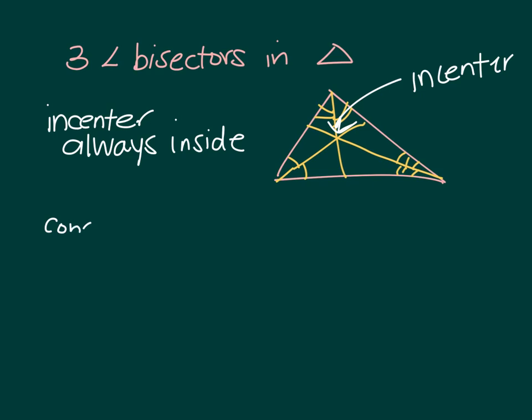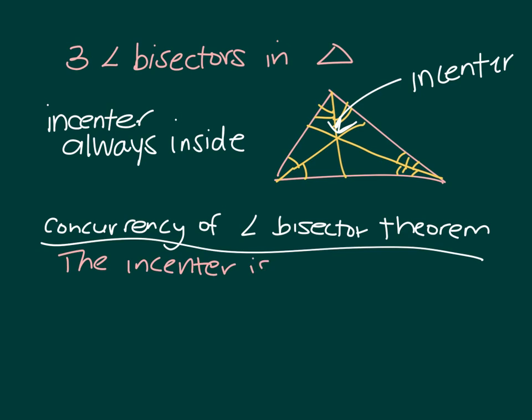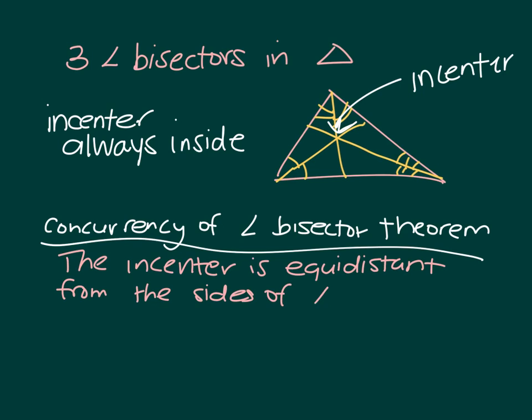And then the concurrency of angle bisectors theorem tells you that the incenter is equidistant from the sides of the triangle. So from here, which you would have a right angle, to here, a right angle, and to here, would all be congruent.